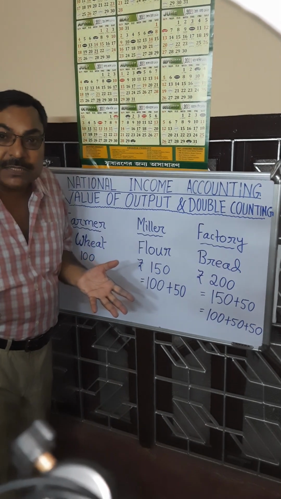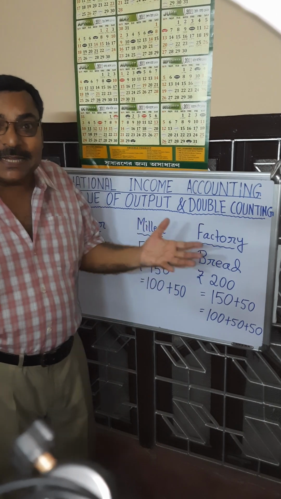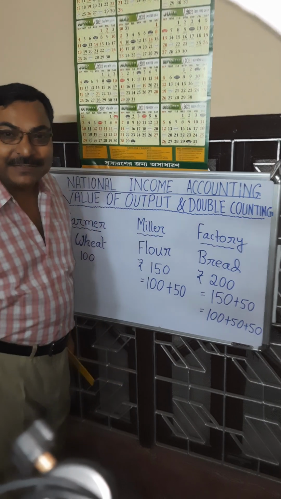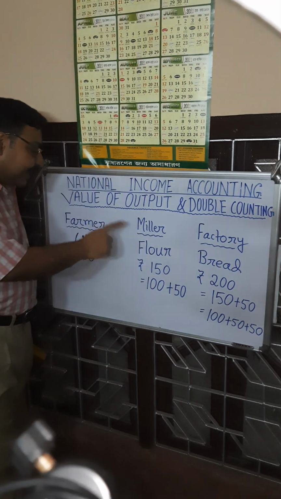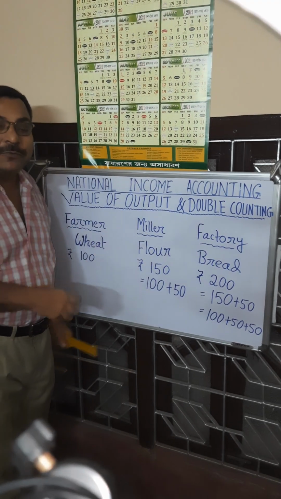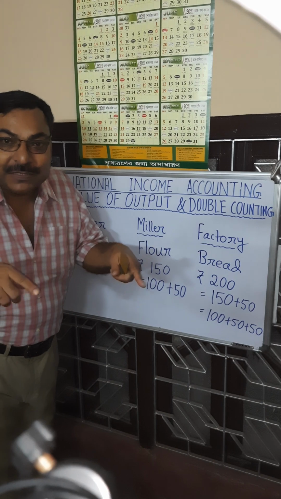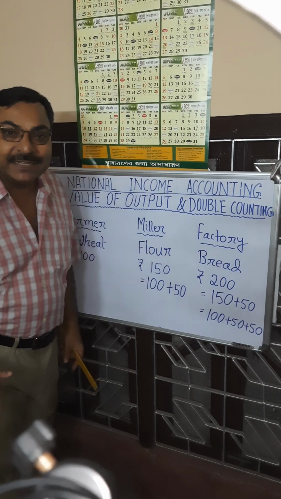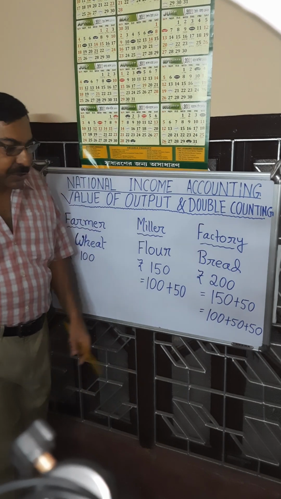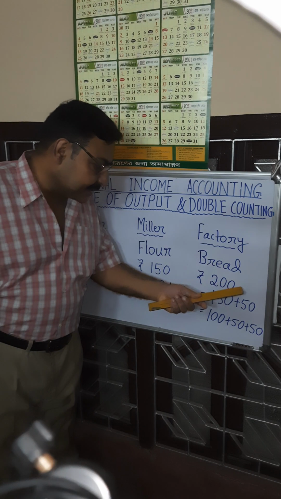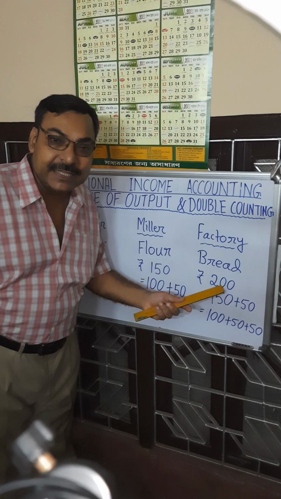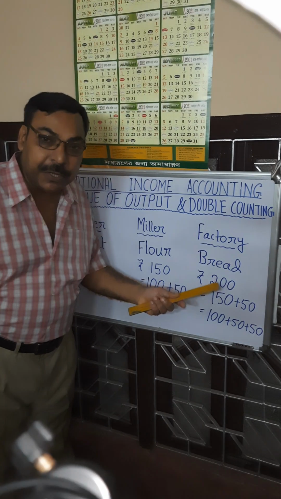It is not the actual production in the economy. You are getting an exaggerated result because of double counting. Because you are not classifying the intermediate goods, you are considering the value of intermediate goods and you are in the trap of double counting. You are getting a wrong, exaggerated result, 450. No, actual production in the economy is rupees 200. Value of bread is the final good. Only this is the value of output produced in the economy.